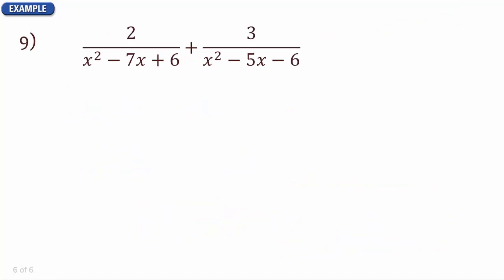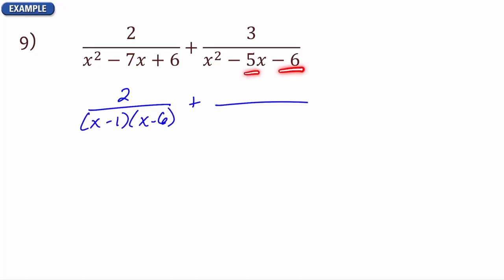Number 9. Here I have a trinomial in that denominator and yet another trinomial, so I'm going to factor both of those. I'm going to have 2 over, and this will factor fairly easily, just two numbers that multiply to be 6 and add to be negative 7. So that's going to be a negative 1 and a negative 6. And two numbers that multiply to be negative 6 and add to be negative 5: negative 6 and positive 1. And of course there is a 3 on the top there.